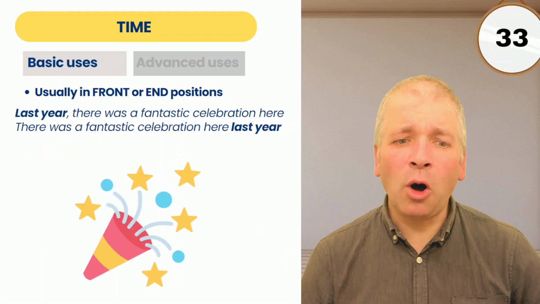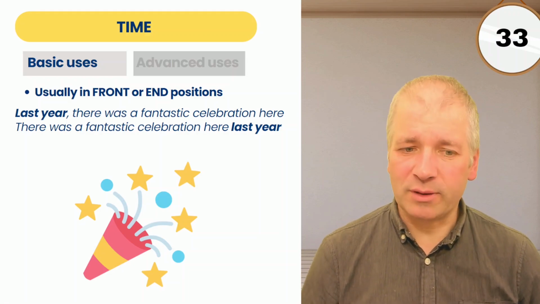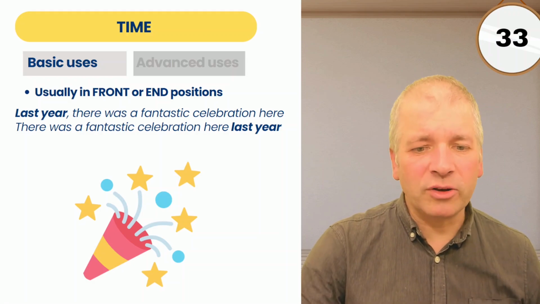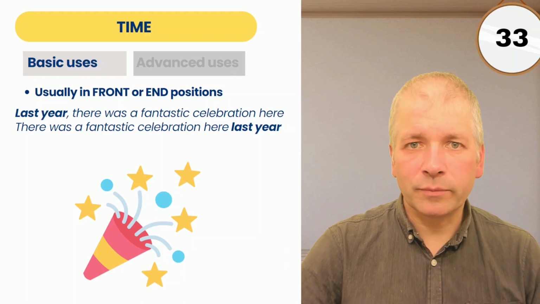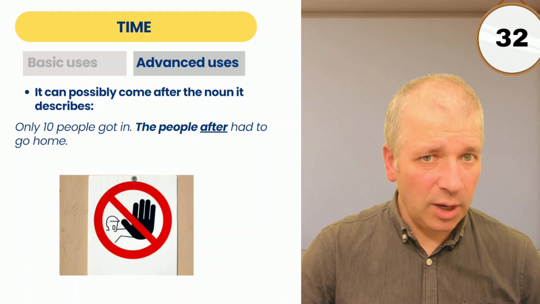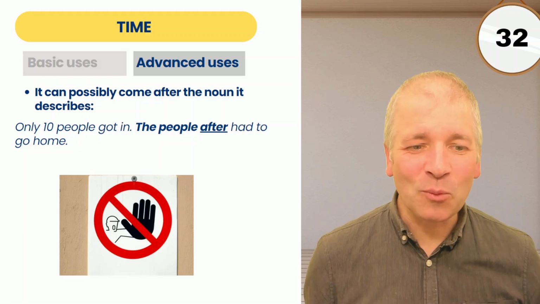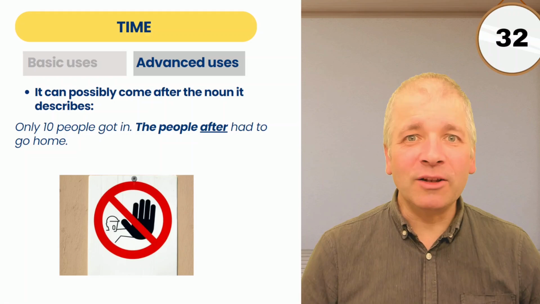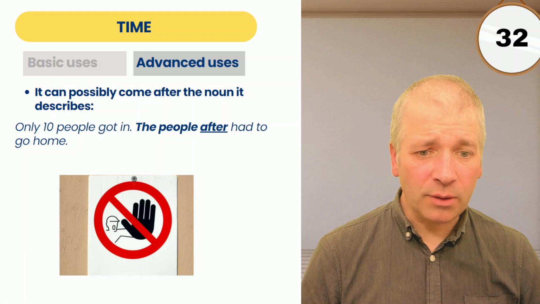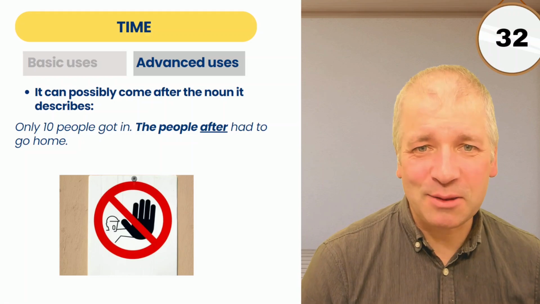Now let's look at the position of time adverbs. Usually they go in the front or the end positions. Last year there was a fantastic celebration here. There was a fantastic celebration here last year. It can possibly come after the noun it describes. Look at the no entry sign here. What was the problem? Well, only 10 people got into the event. The people after had to go home. So here after comes after the words, literally, the words that it describes.